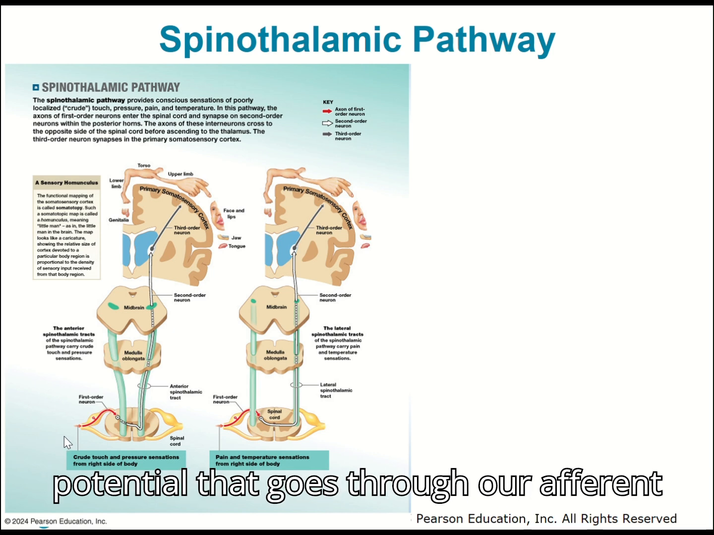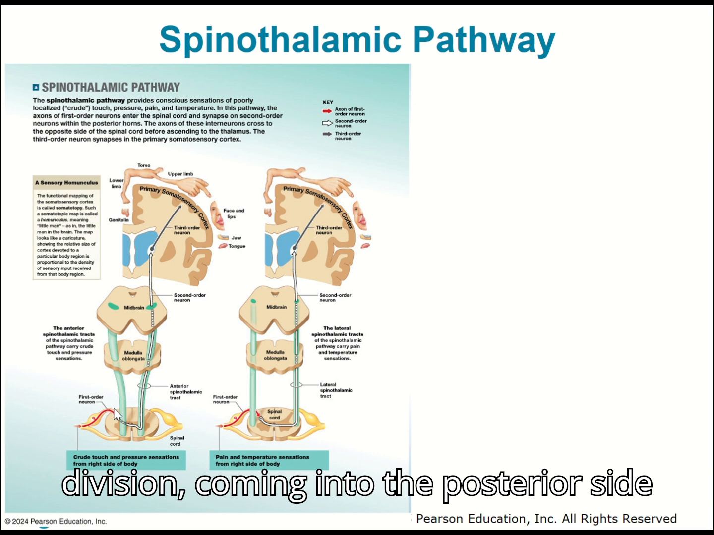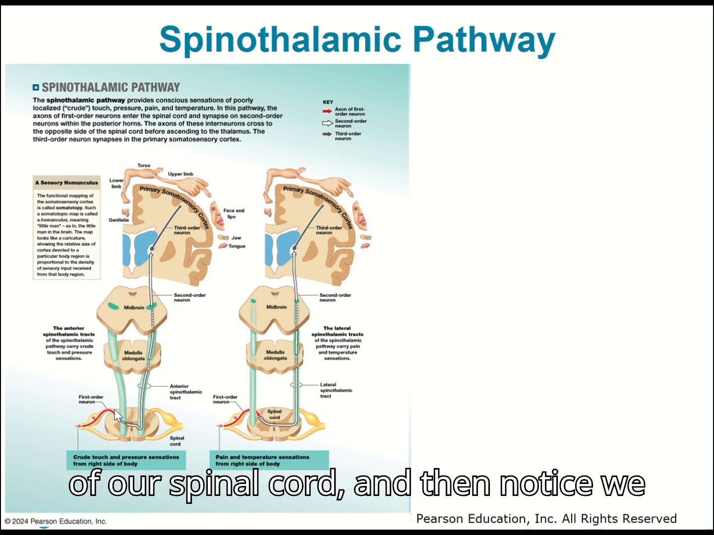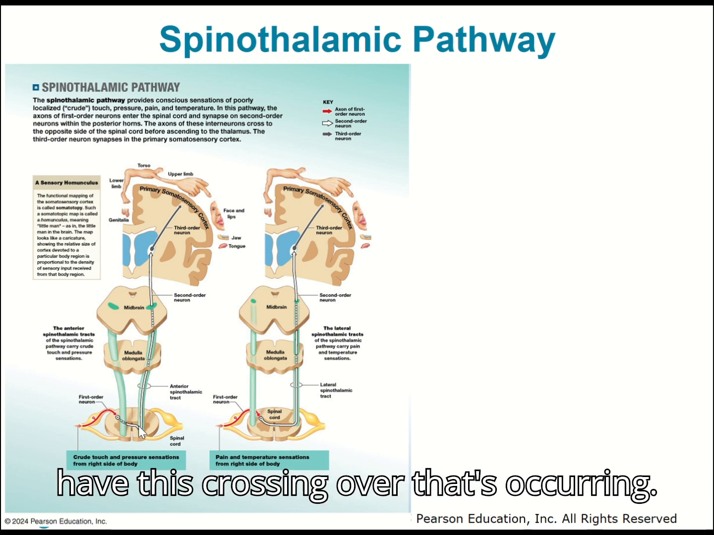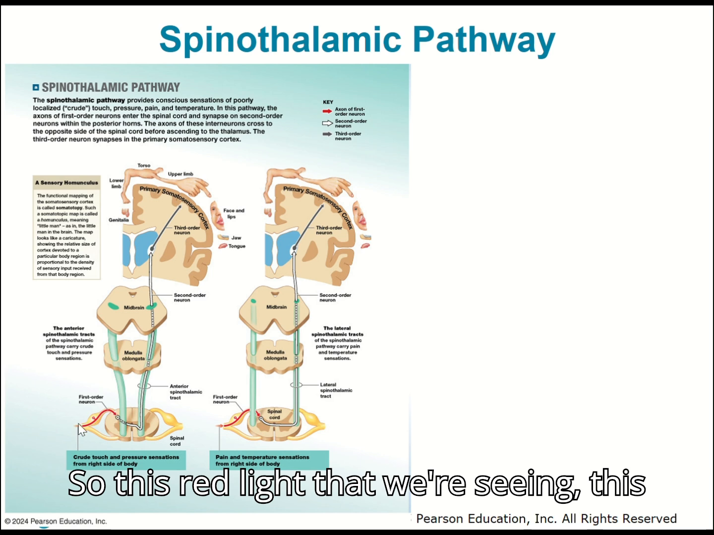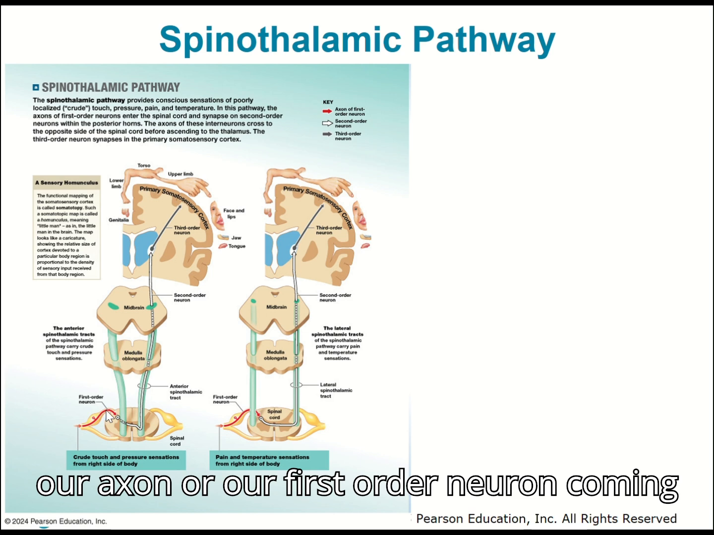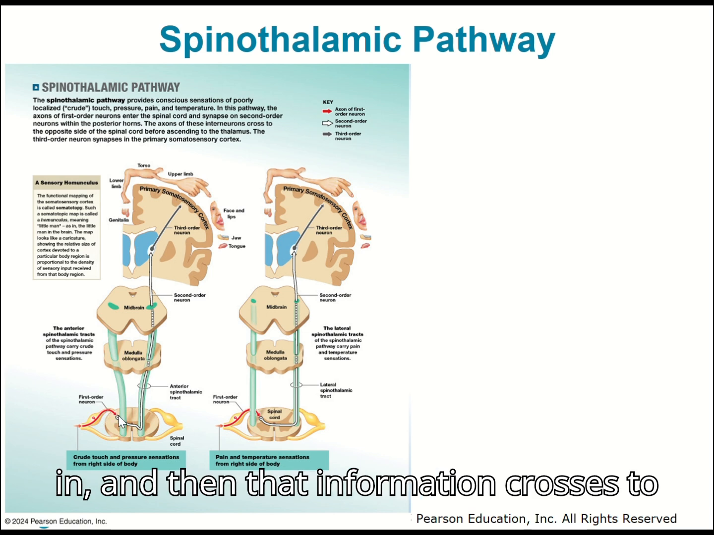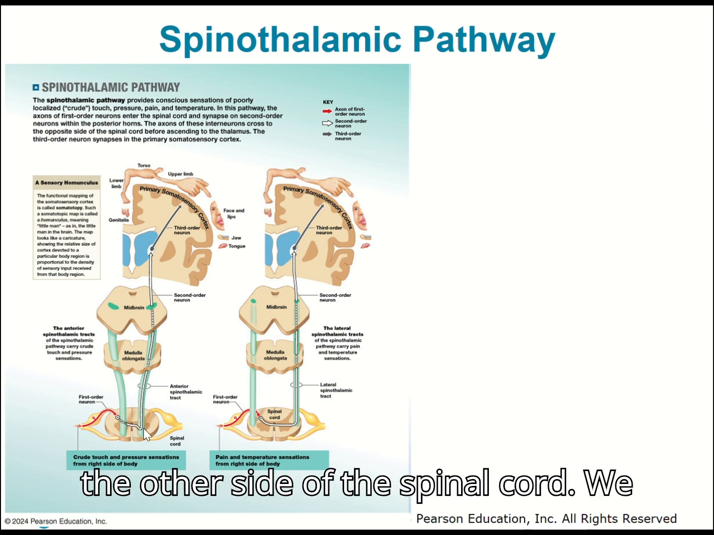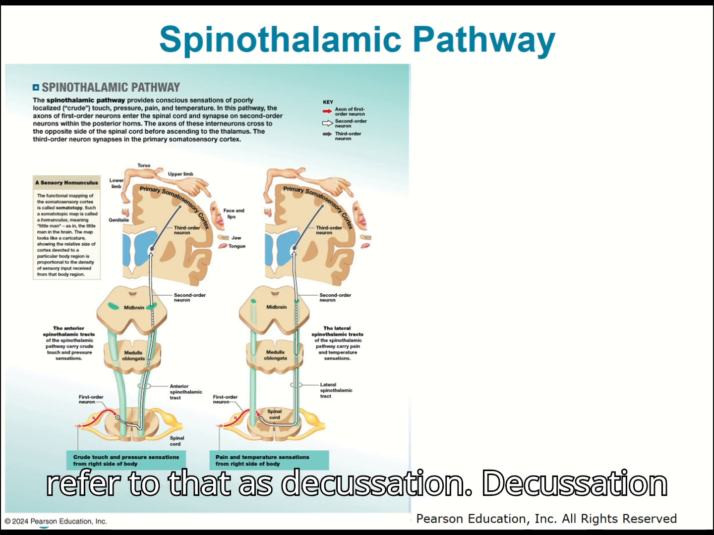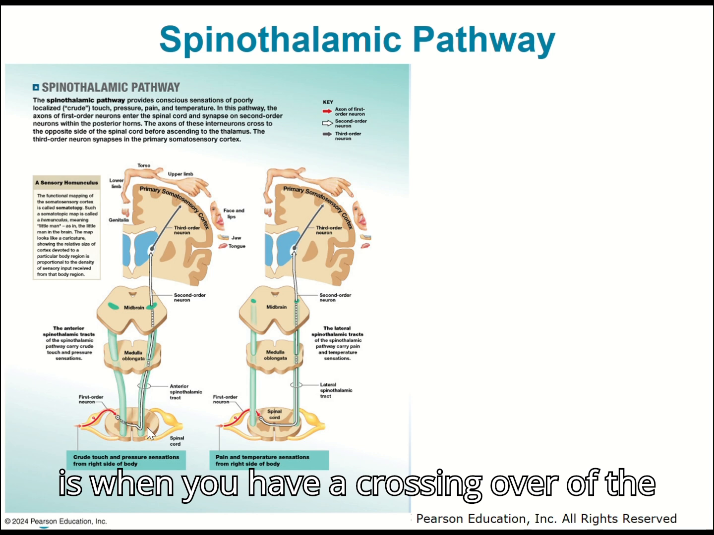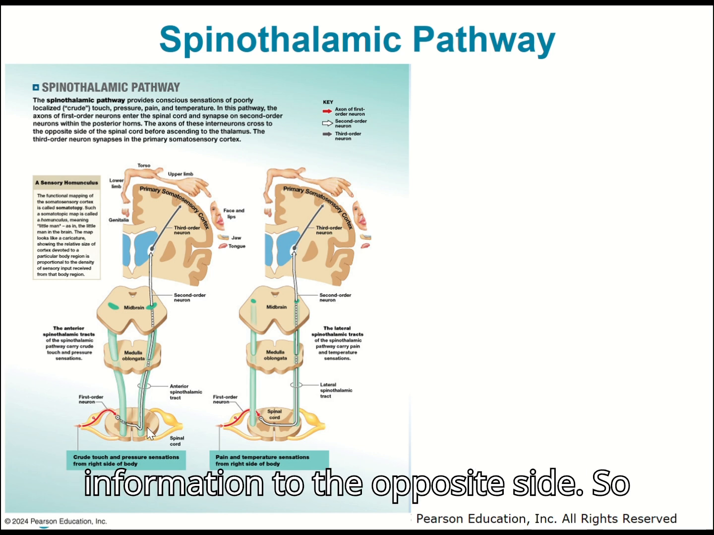So we're going to take that information, it's going to go through a receptor causing an action potential that goes through our afferent division, coming into the posterior side of our spinal cord, and then notice we have this crossing over that's occurring. So this red line that we're seeing, this is our first order neuron. We can see the axon of our first order neuron coming in, and then that information crosses to the other side of the spinal cord. We refer to that as decussation. Decussation is when you have a crossing over of the information to the opposite side.